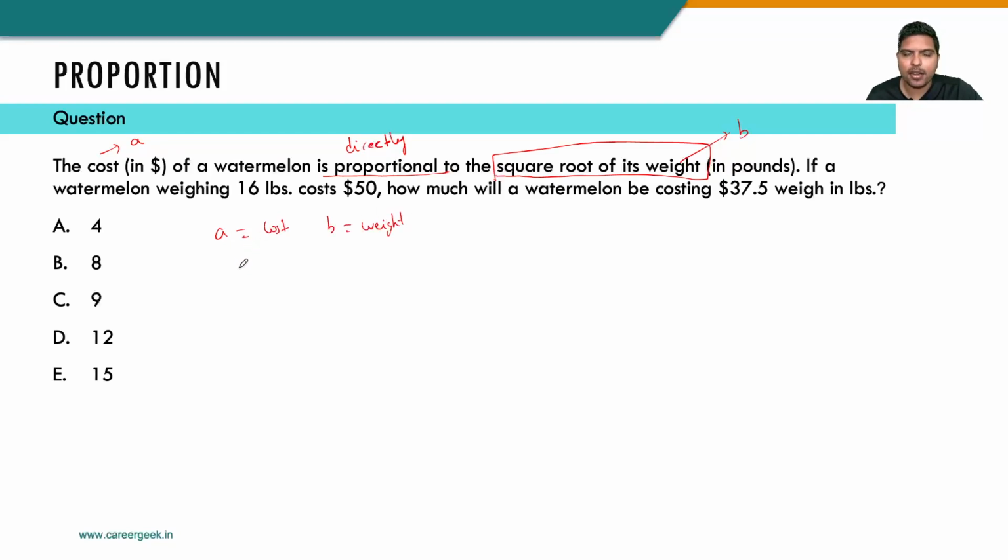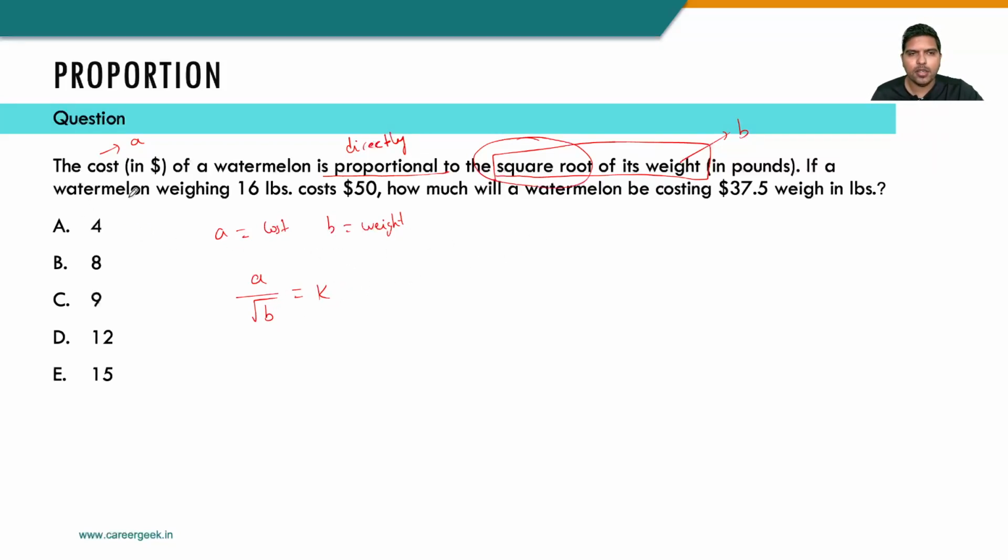But cost is proportional to square root. This is where you have to be careful. So what is the constant? A upon square root of B is constant. Directly proportional, the ratio is constant, but not the ratio of A and B, the ratio of A and square root of B.